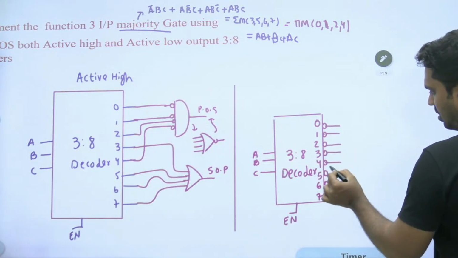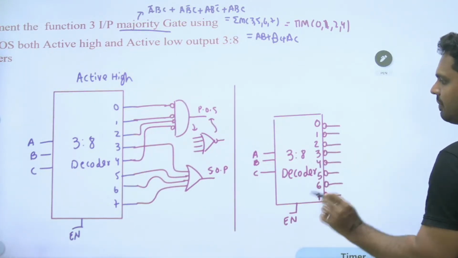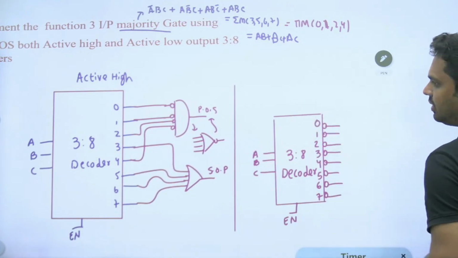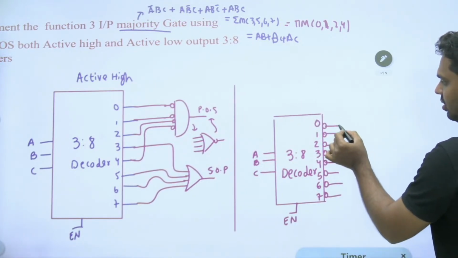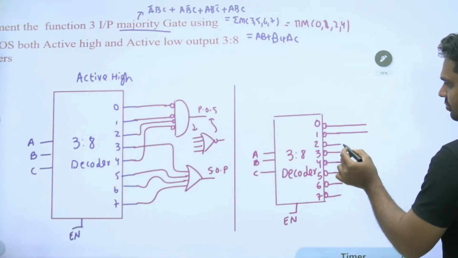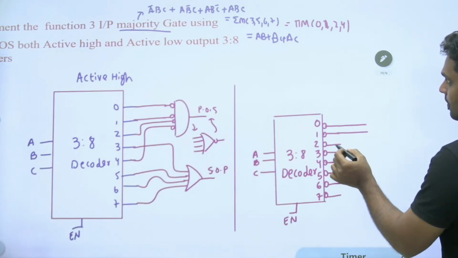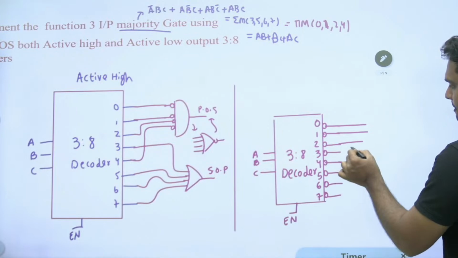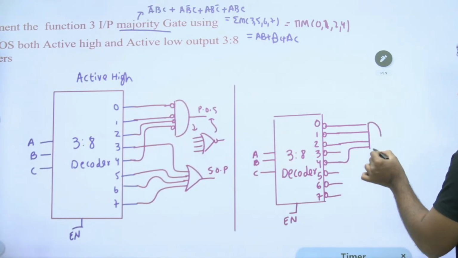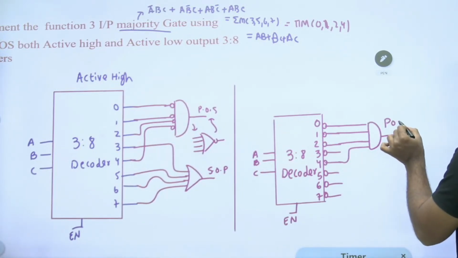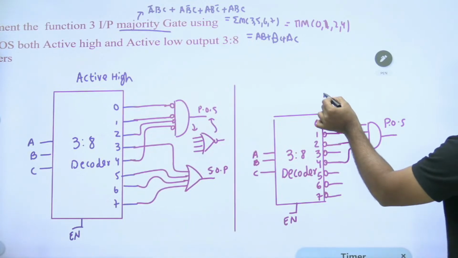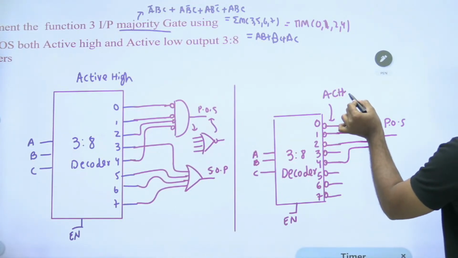Here they are already representing maximums. So here it is the product of maximums 0, 1, 2, 4. You directly take an AND gate. It will represent POS. What is this? Active low.